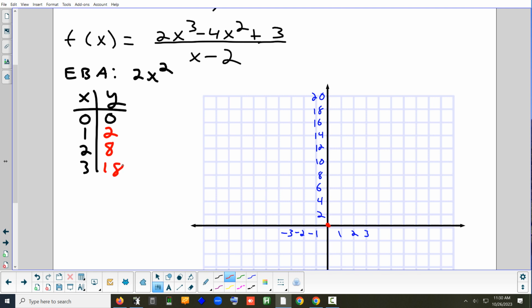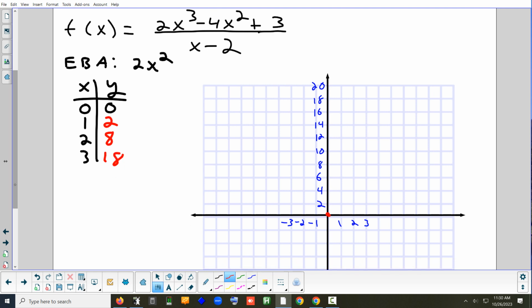18. Okay. And it's going to be symmetrical because there's no shifts in the parabola. It's going to be symmetrical over the y-axis. So -1, -2, and -3 are going to give you those same values. Right. So you got 1, 2, -1, 2, 2, 8, -2, 8, 3, 18, -3, 18. 1, 2, 3, 1, 2, 3.